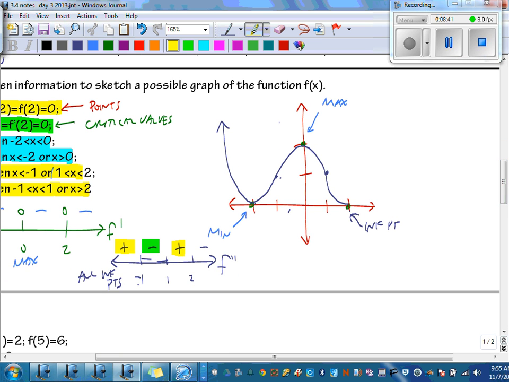And then the last part, from 2 to infinity, it's going to be concave down. So again, we're not going through a minimum or maximum. We're just going to do half of a concave down curve, like half of a parabola, basically. And that's the graph of our original function. So this is the original function, y equals f of x.